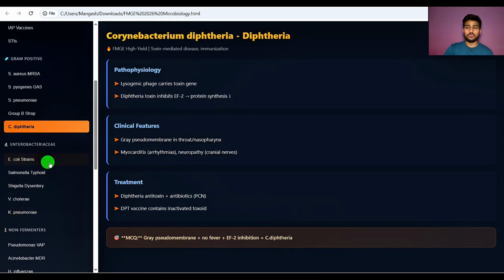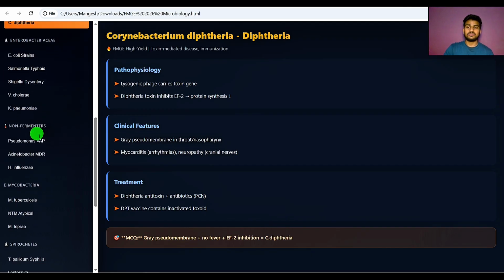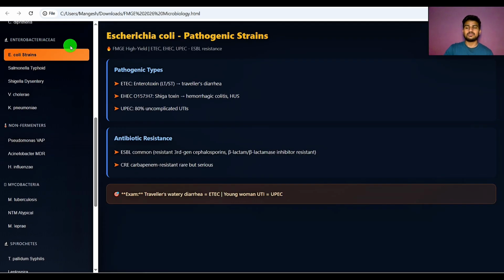Let's move towards the Enterobacteriaceae family. There are a few things in that. The first one is E. coli strains. E. coli is more important because it is the most common organism responsible for the most common hospital acquired infection, that is UTI, urinary tract infection.